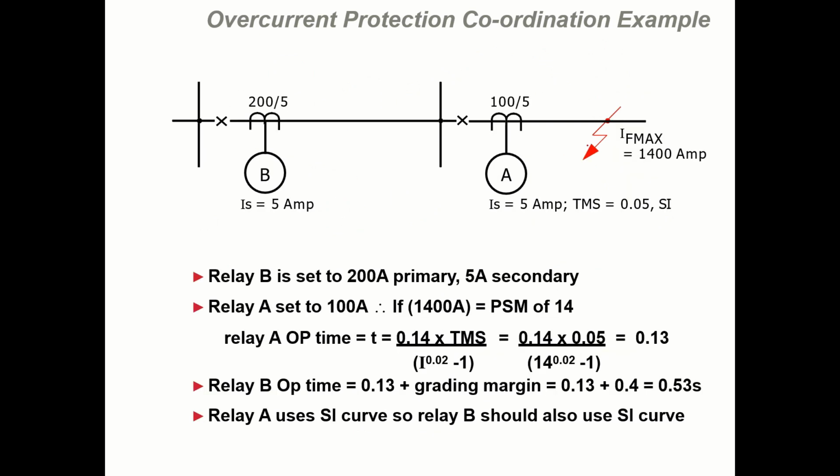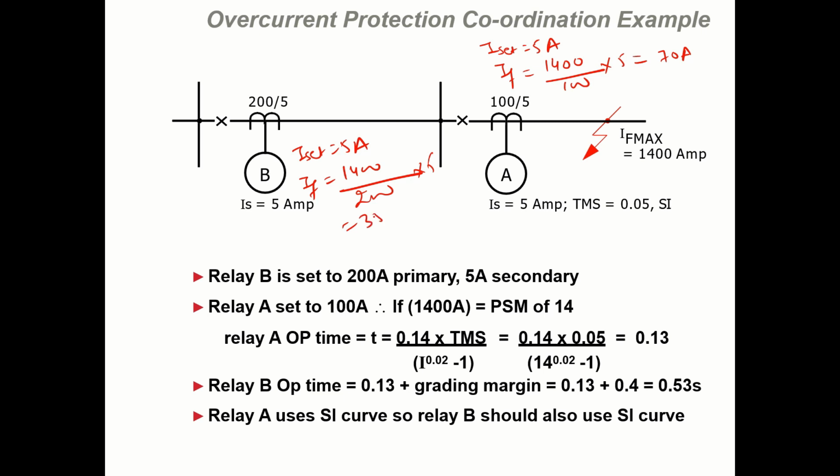So if you see this for this I_F, this maximum fault current of 1400 ampere, this relay is set at 5 ampere. That means what is the I set? I set here is 5 ampere. I set here also is 5 ampere. What is the fault current I_F? In terms of secondary, it will be 1400 divided by 100 by 5 CT ratio. So it will be 70 ampere. What is the I fault here? It is 1400 because same fault current for both, divided by 5, so it is 35 ampere.